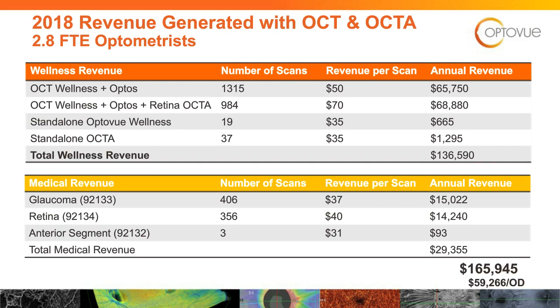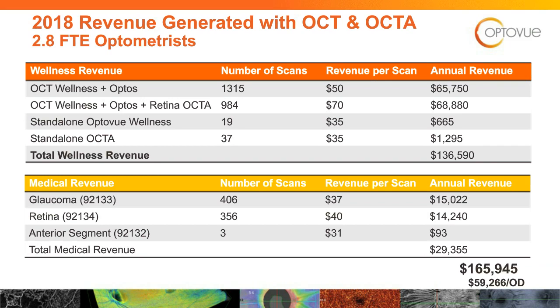I travel a lot. We had 4 docs in the practice. One of our docs is cutting back. So with that all being said, 4 docs equals 2.8 full-time equivalent optometrists. Now, we do have Optos in our practice. And with Optos and OCT Wellness, it's $50. Optos, OCT Wellness, and OCTA, $70.